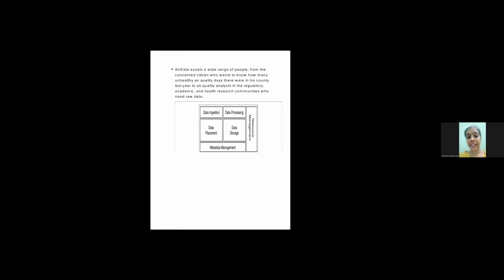So why air data? Air data assists a wide range of people, as I have said, in academic, health, research, or any other domains. It helps in finding what the change in the atmosphere is, and also why it is changing. What is changing helps weather reports and observing climatic conditions. People working on these projects can use the data on which parameters are changing, and why it is changing can be identified by the chemical engineers or scientists working on these projects.